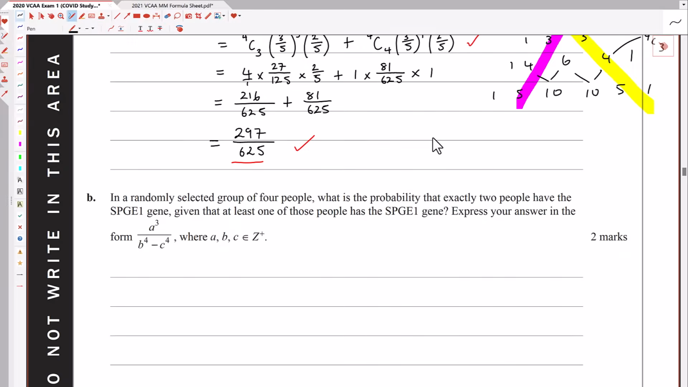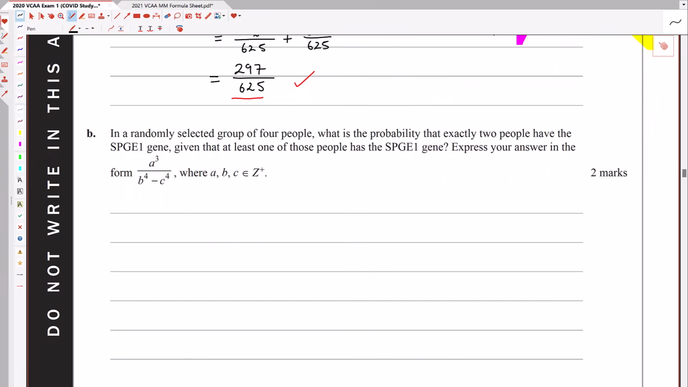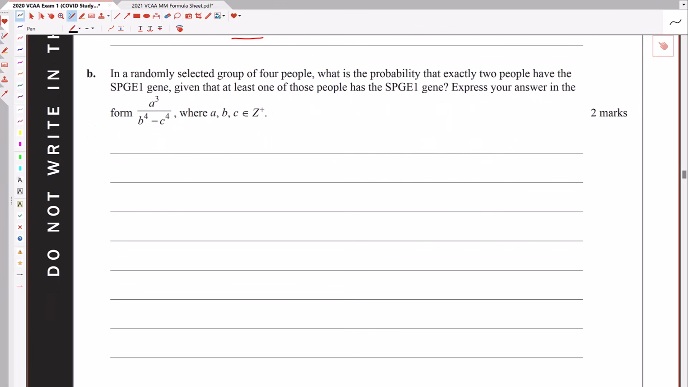Okay, part B. In a randomly selected group of 4 people, what is the probability that exactly 2 people have the SPEG1 gene, given that at least one of those people has the SPEG1 gene? Express your answer in this form. Okay, worry about the form we need our answer in later. So it's a conditional probability. We've already defined the variable up above, so we don't have to do it again. It's the probability that exactly 2 people have the gene, given that at least one person has the gene.